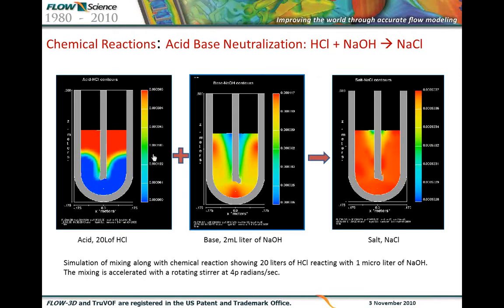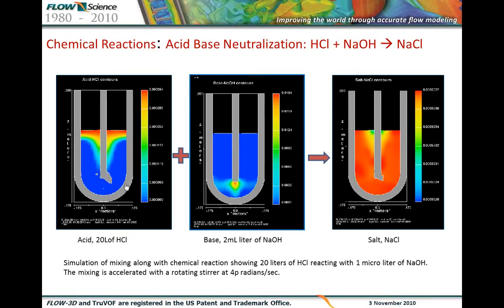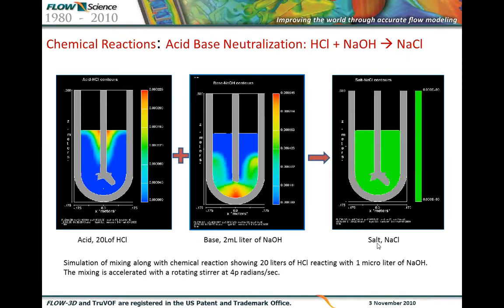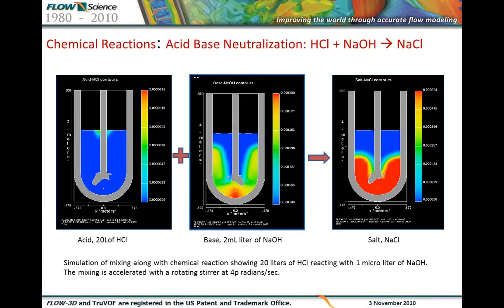On the very left, you can see the acid, and the base is introduced through a mass source at the very bottom. We're looking at contours showing concentration of acid and base, and on the very right, you can see salt being formed as a result.